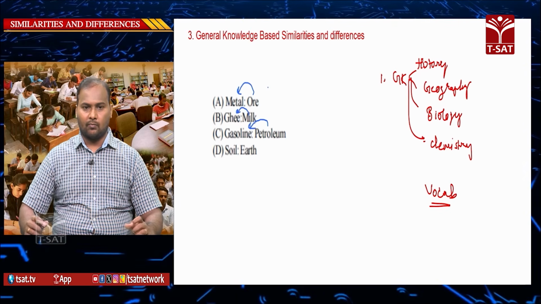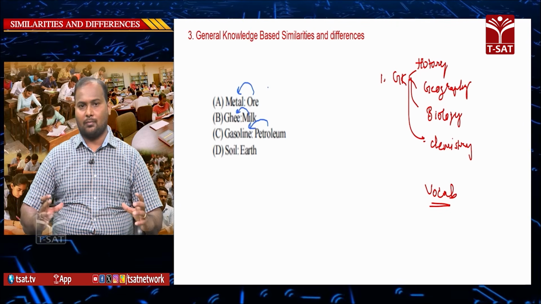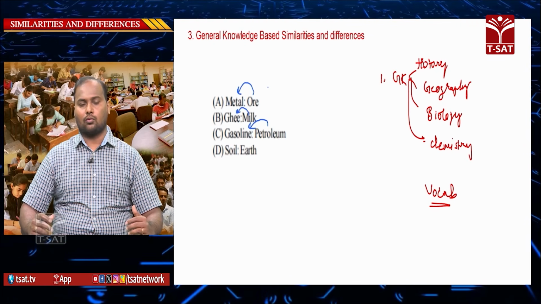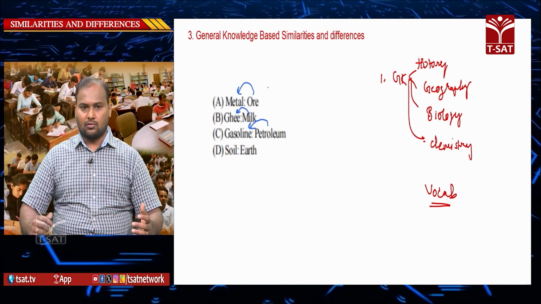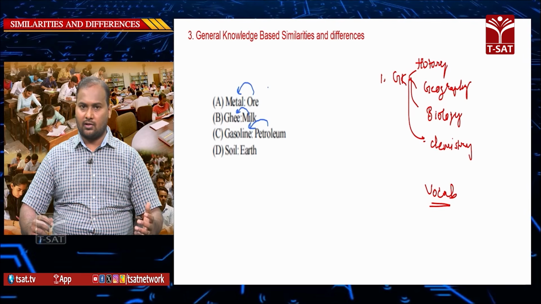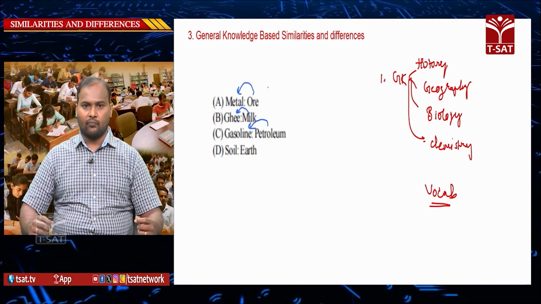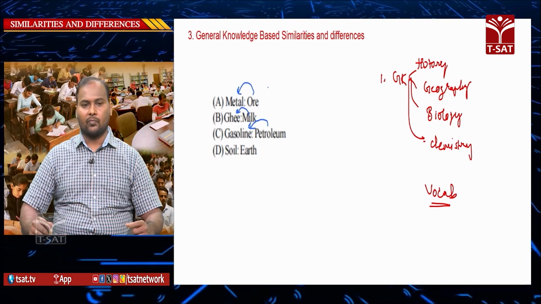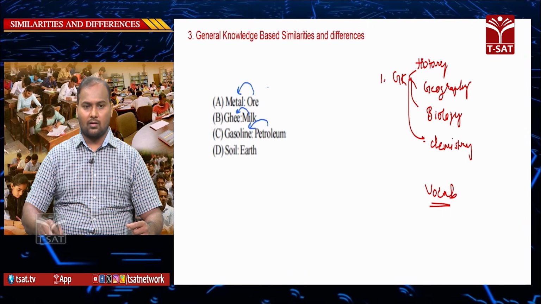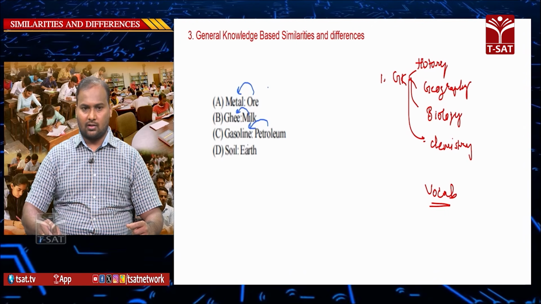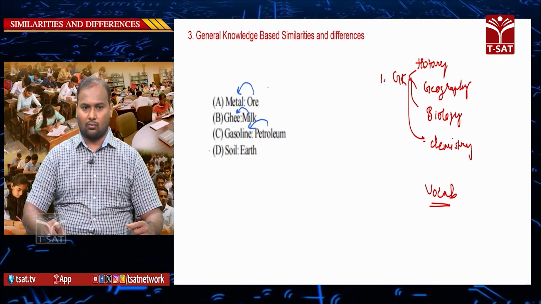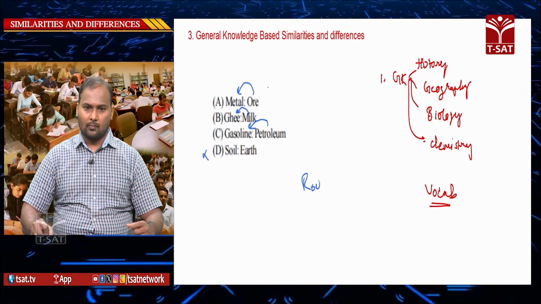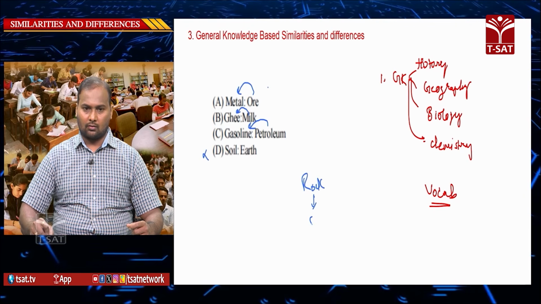So what is petroleum? Petroleum is a mixture of different hydrocarbons. From petroleum, we extract petrol, diesel, naphtha, kerosene, gasoline, bitumen, by a process of fractional distillation, and we know that. And finally, soil and earth. Don't say that soil is derived from earth. That is wrong. Why? Because we know that soil is derived from rock, not earth, from the rock.